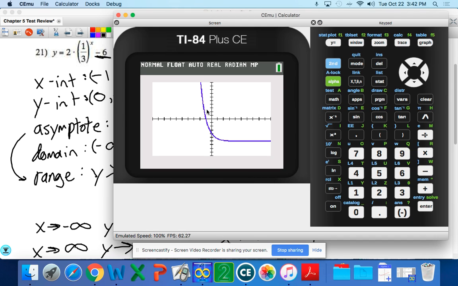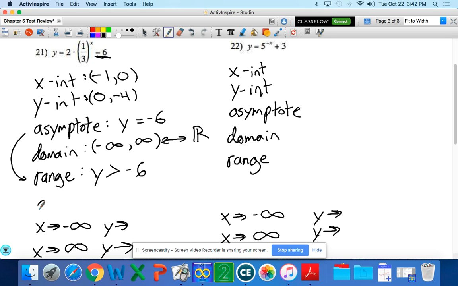Next is interval of increase, decrease. This is going downhill. And when it's going downhill, it is decreasing from left to right. And then we have to say, when is it decreasing? Well, that one's easy for exponentials because they decrease or increase forever. This one is decreasing from -infinity to +infinity.